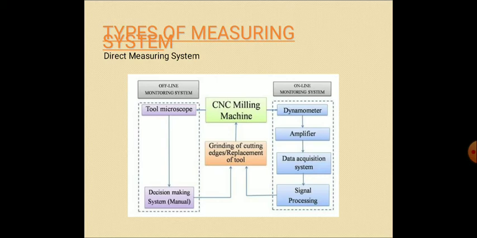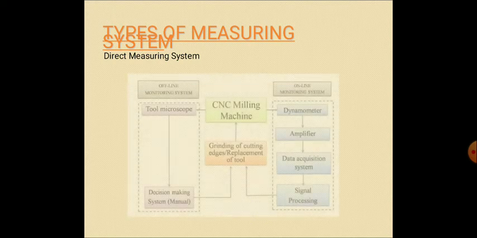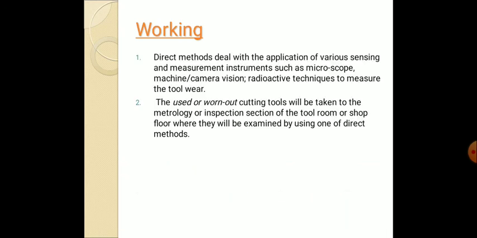Now next, after this it flows to the amplifier. The amplifier amplifies the signal and checks whether there is an error, and if there is any error it corrects it and passes it to the data acquisition. In data acquisition all the data is collected and passed to the signal processing to process the desired output. So this is the working of the direct measurement system.